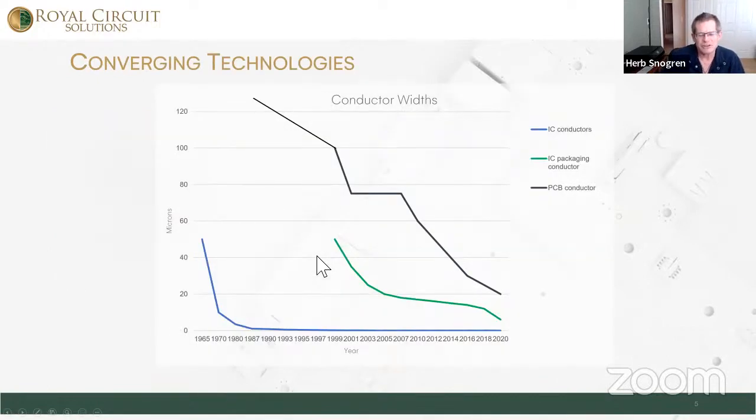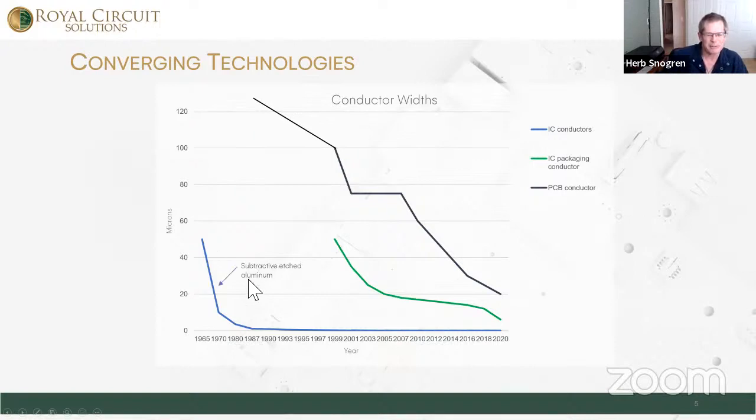So in this slide, I'm going to show how the conductor widths have evolved on integrated circuits, on the IC packaging substrates, and on printed circuit boards. You see these three lines on the graph. The blue one is integrated circuits, and the feature sizes on integrated circuits. The green line is the IC packaging substrate, and the line widths on that. And then the black line is the conductor widths on printed circuit boards. So if we start with the integrated circuit, back in the 60s, they were developed. They started off with 50 micron line and space.